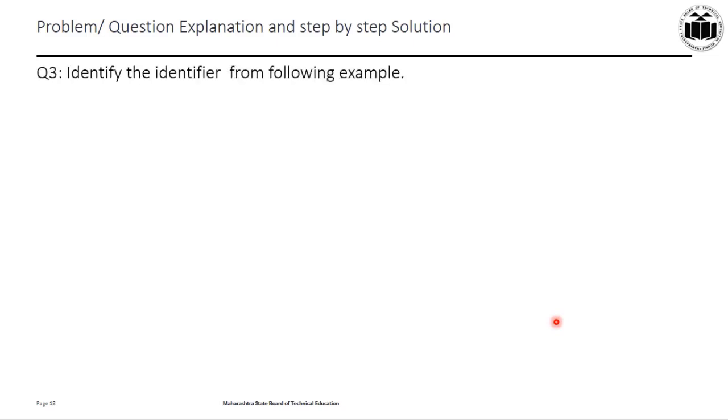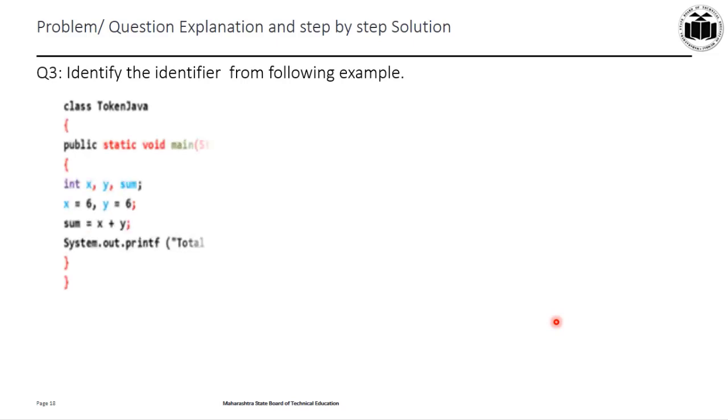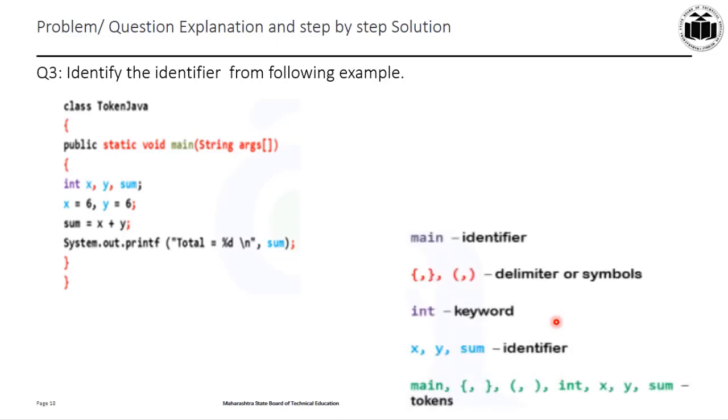And the third question is: identify the identifiers from the following example. Here is the program. From this program you have to identify what keywords are available, identifiers, tokens, symbols, like that. So here is the answer. Main, you can say this is the identifier. Then these brackets are symbols. Int is a keyword. x, y, sum, these are the identifiers. And these are the tokens.